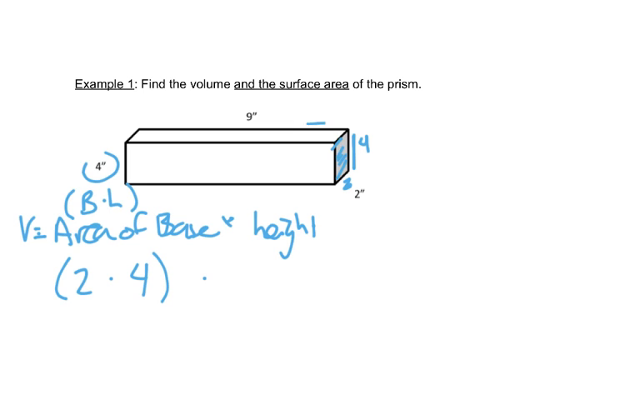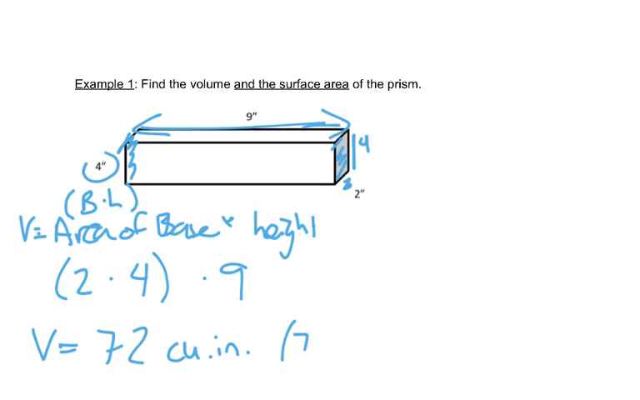And then the height of the prism is the distance between the base and the opposite base on this side. So the height for this prism is 9. So 2 times 4 is 8, times 9 is 72. And volume is measured in cubic units, in this case cubic inches. You could also write inches cubed if you want.